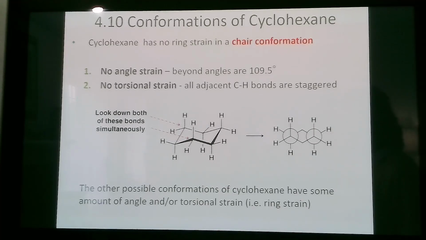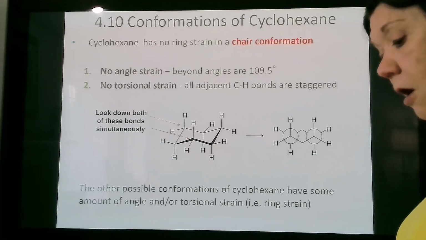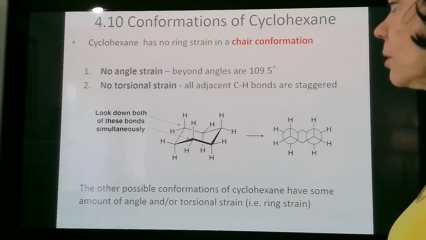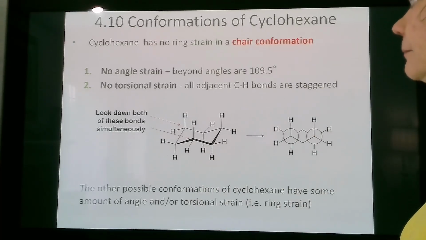So remember back there on that table, it showed that cyclohexane had the lowest heat of formation per methylene of all of the cycloalkanes, and this is why. This is important. You should learn this.